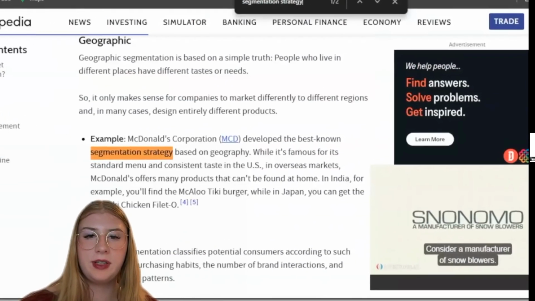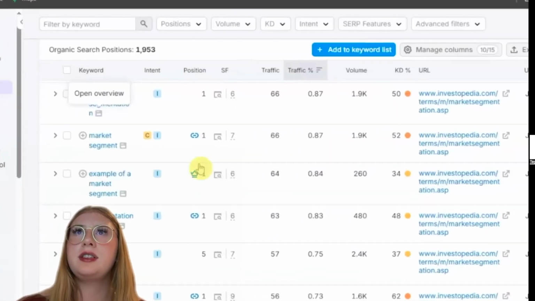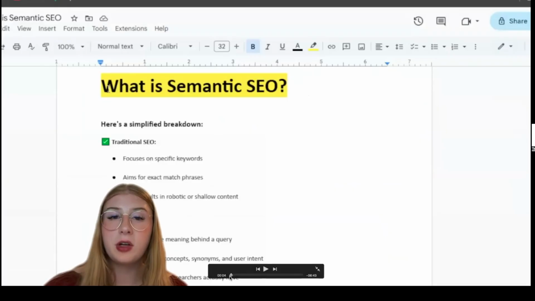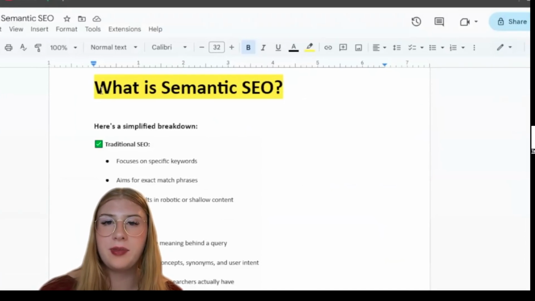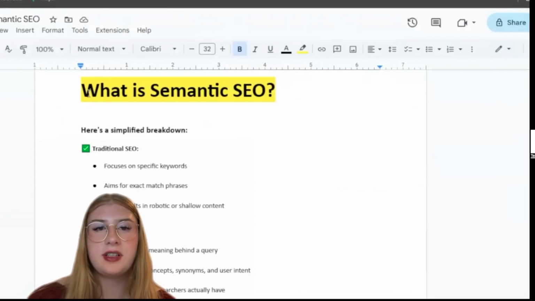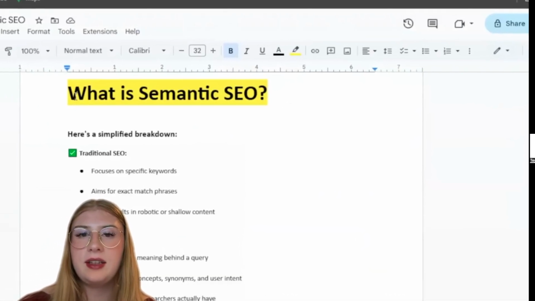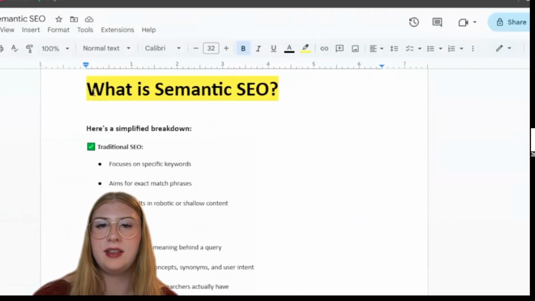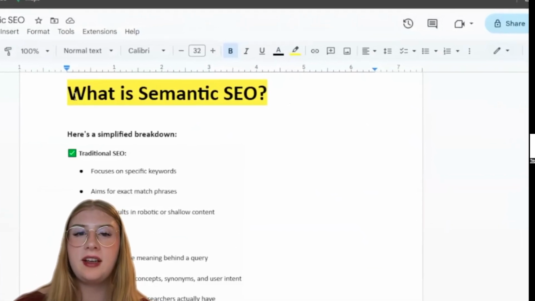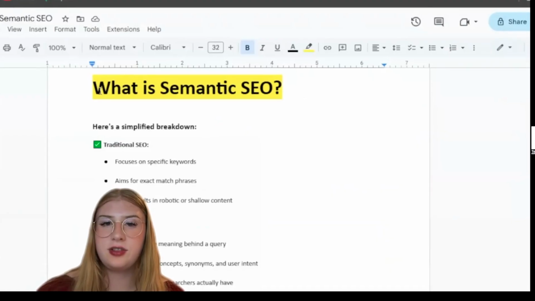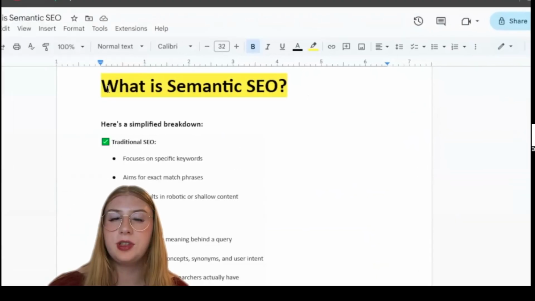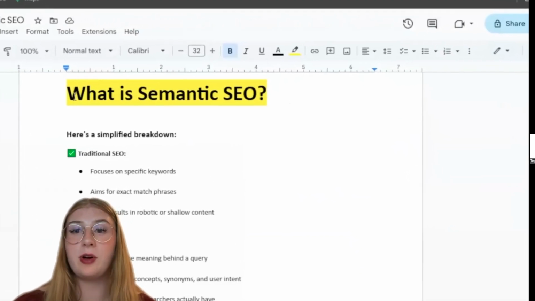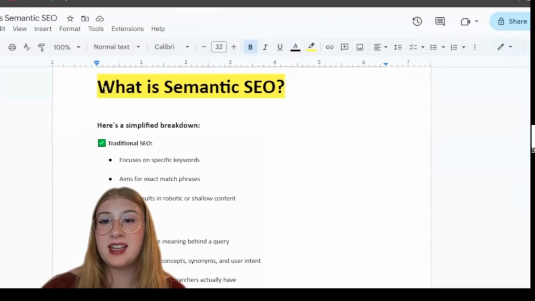See how they come up over here? Segmentation strategies, segmentation marketing. The goal is to create an article that is both comprehensive and relevant, addressing all aspects of the topic in a way that aligns with what users are searching for. By covering all angles and using semantically related phrases, you're providing a complete answer to the search query, which is exactly what Google wants. To wrap it up, semantic SEO is about going beyond just exact keywords.